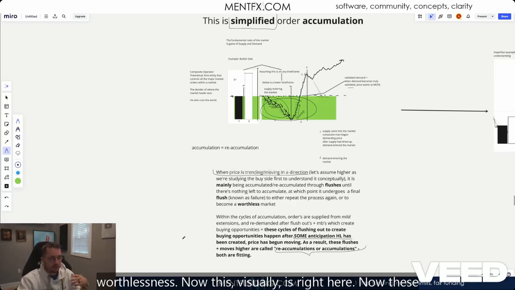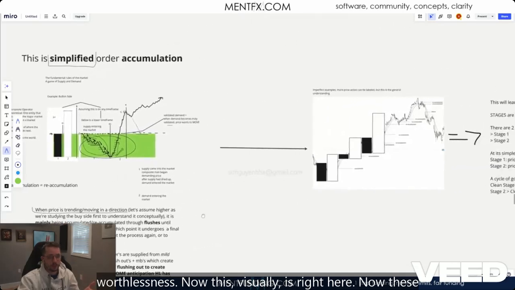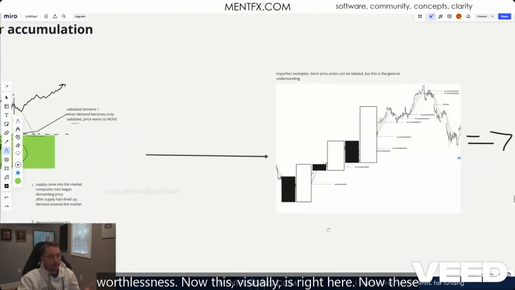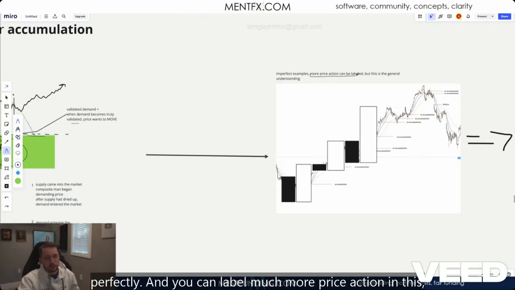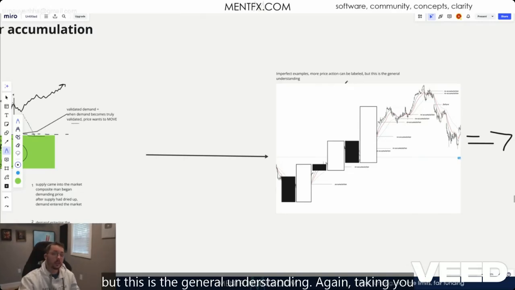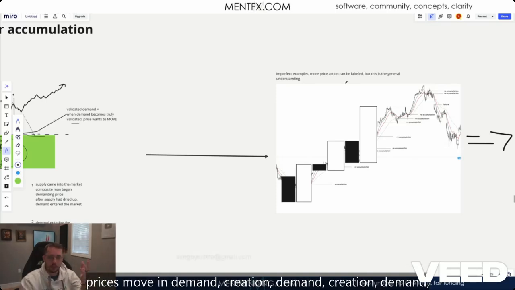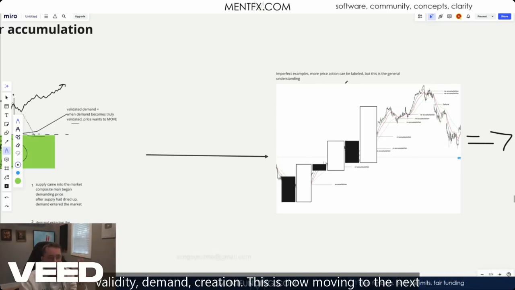Now, this visually is right here. These are imperfect examples, as in I didn't draw everything perfectly. And you can label much more price action in this, but this is the general understanding. Again, taking you back to the initial things that we taught, where prices move in demand creation, demand validity, demand creation. This is now moving to the next step, which is thinking in stages, thinking in accumulation.